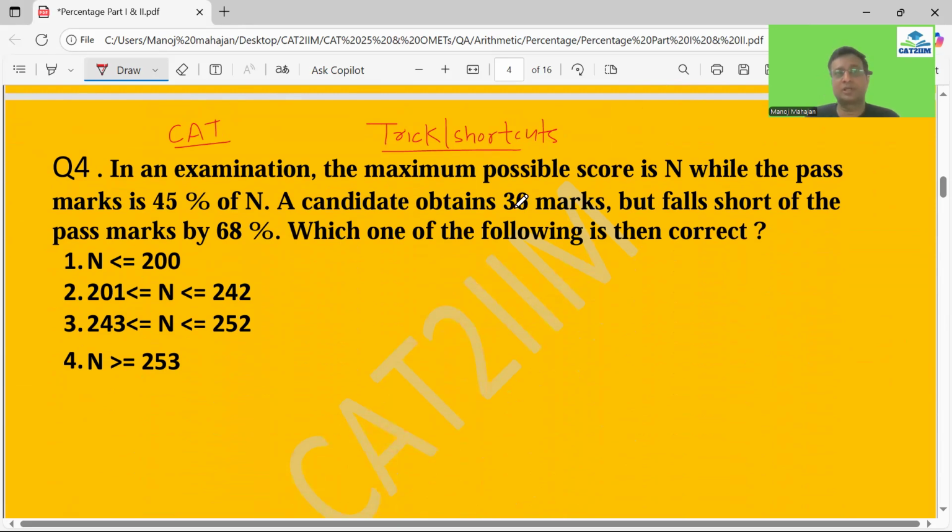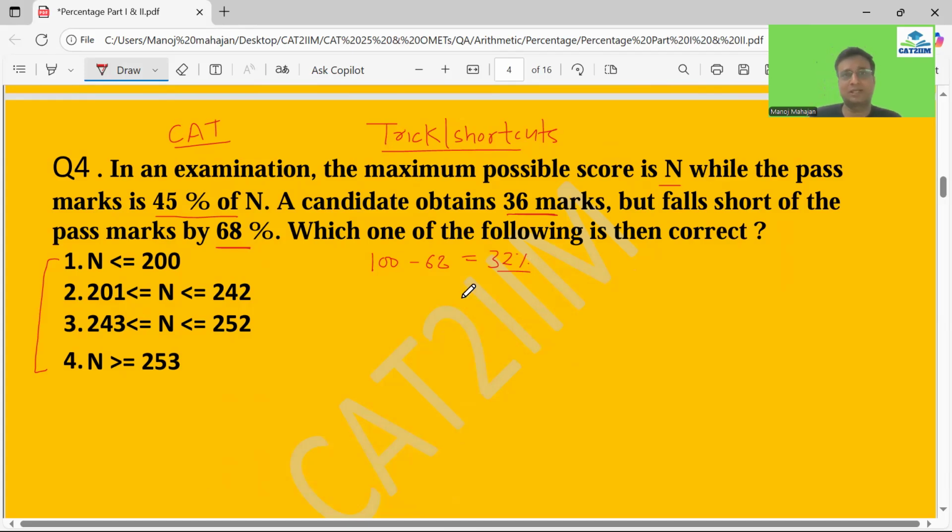So what is given in the first line is the maximum possible score is n. And the question talks about the 4 options. Which one of the following is correct? And what is the pass marks? That is 45% of n. Now, what is given to us is a candidate obtains 36 marks, but falls short of the pass marks by 68%. So he actually got what percentage of the pass marks? Let me just write over here. 100 minus 68 is 32. So 32% of the pass marks he actually got over here.